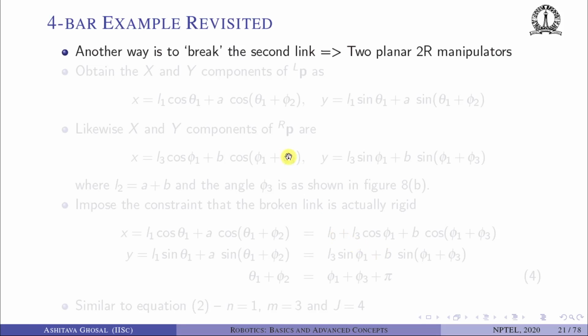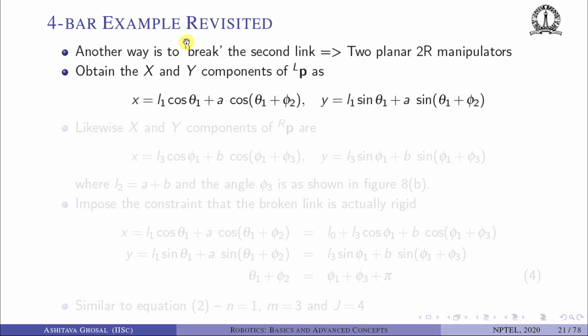Okay, so as I said, we can also break the second link, the coupler link, and we get 2 planar 2R robots. Again, we can obtain the X and Y components of the point where we are breaking from the left side and also from the right side. So from the left side, X is L1 cos theta 1 plus A into cos of theta 1 plus phi 2, and Y is equal to L1 sin theta 1 plus A into sin of theta 1 plus phi 2.